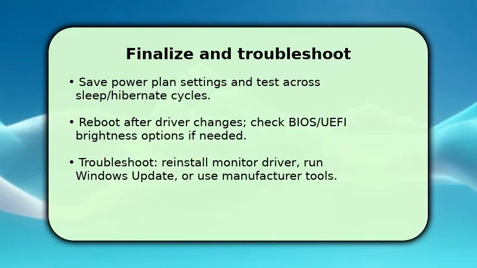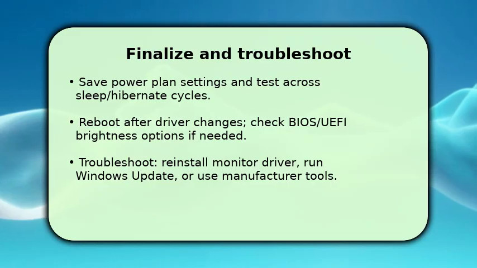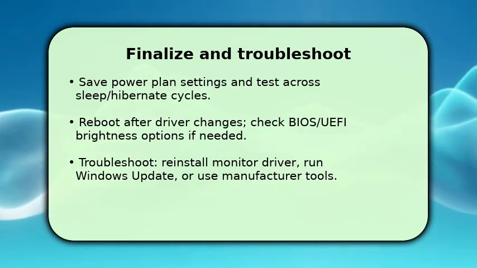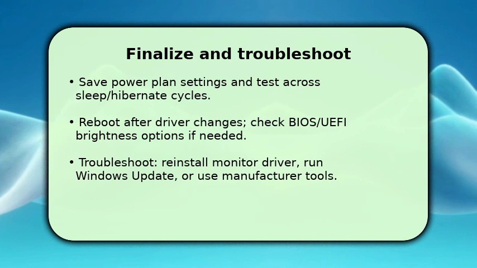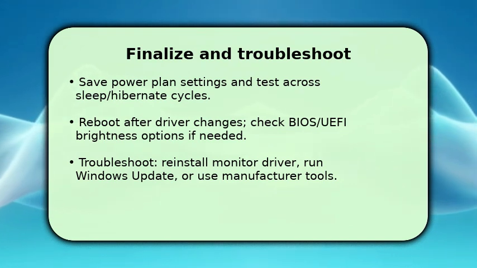If it still fails, reinstall the monitor driver in Device Manager, run Windows Update, and use your manufacturer's support utility. These steps resolve driver or firmware conflicts that commonly block brightness controls in Windows 7.